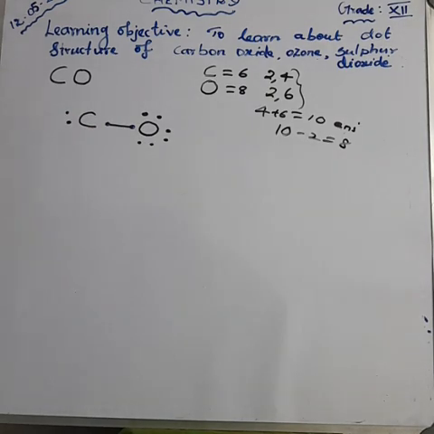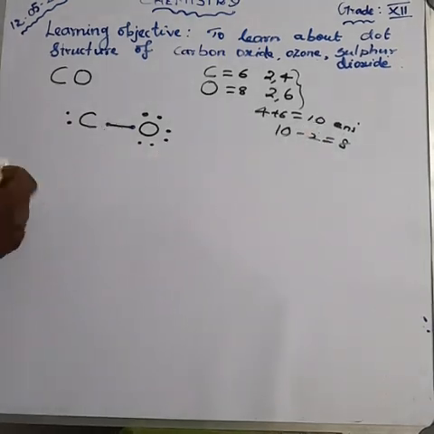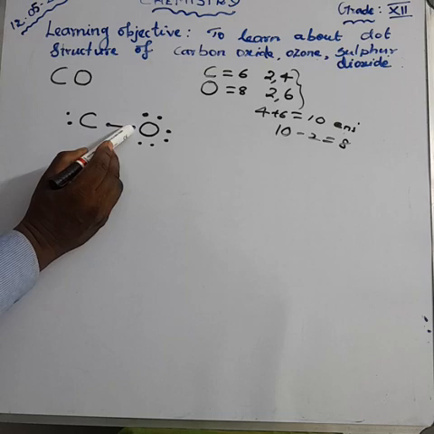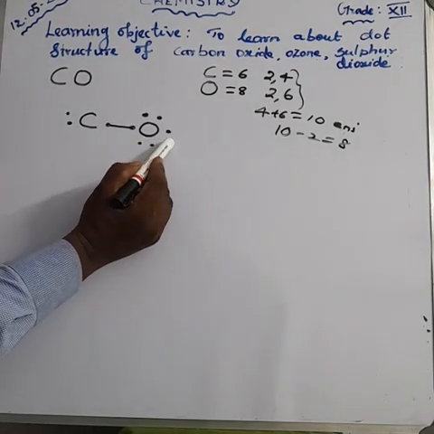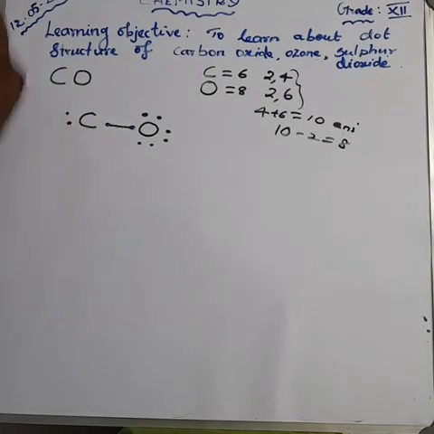Am I right? How many electrons in the outermost shell? 10 electrons. Here already 2 are used. Am I right? Remaining 8: 1, 2, 3, 4, 5, 6, 7, 8. Already 2 are used, then 8 plus 2, 10 electrons. This is the dot structure.